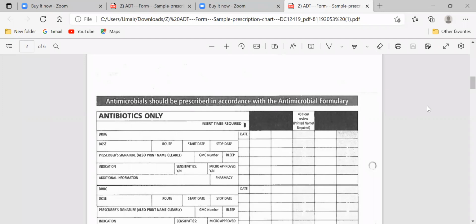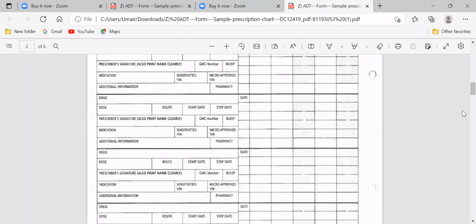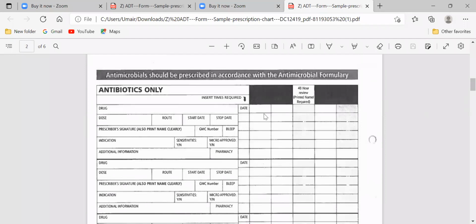And write down all the dates in this section. For example, if your exam date is 7th May: 7th May, 8th May, 9th, 10th, 11th, 12th, 13th, 14th, 15th, 16th, right? So 7th and 16th, stop date here. Vancomycin in capitals, 1 gram dose, route will be IV.